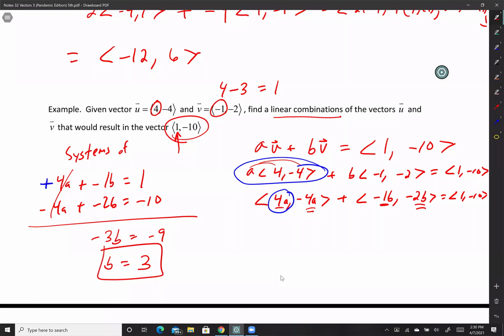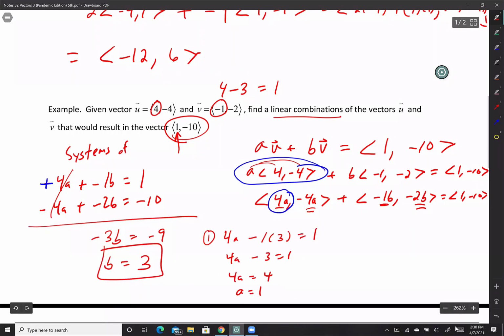If b equals 3, I can solve for a. I'm doing equation 1. 4a minus 1 times 3 equals 1. 4a minus 3 equals 1. 4a equals plus 3, 4. A equals 1. So what vector will work?